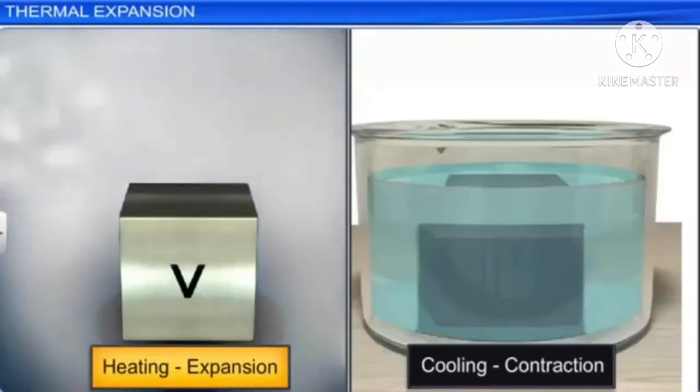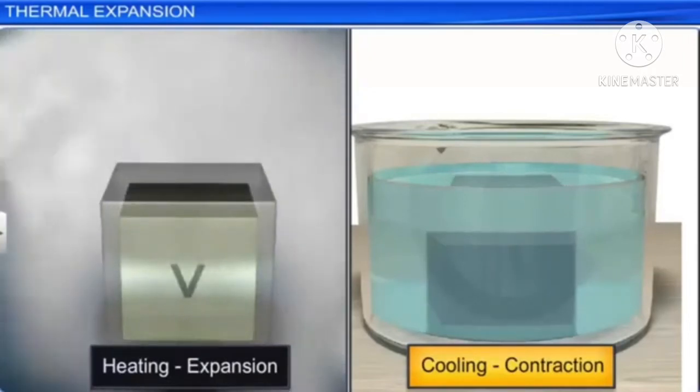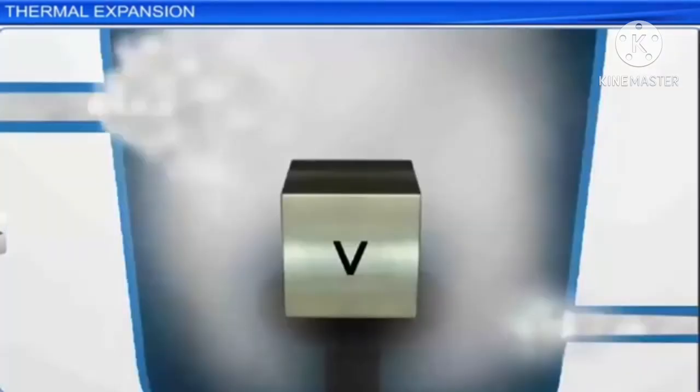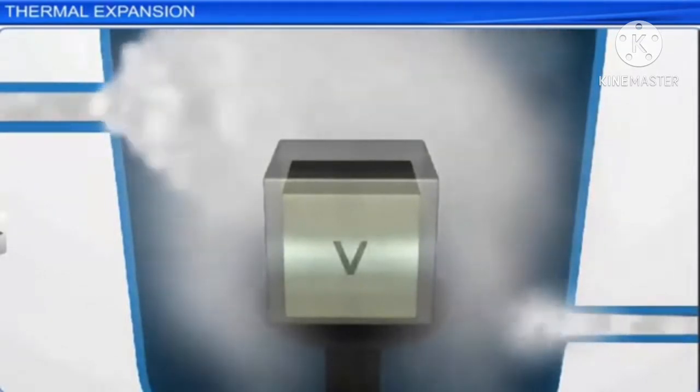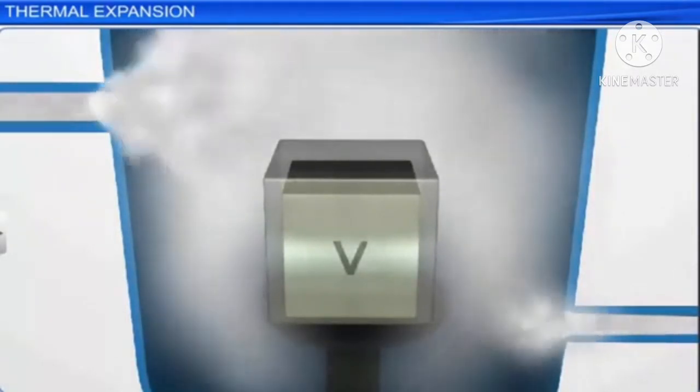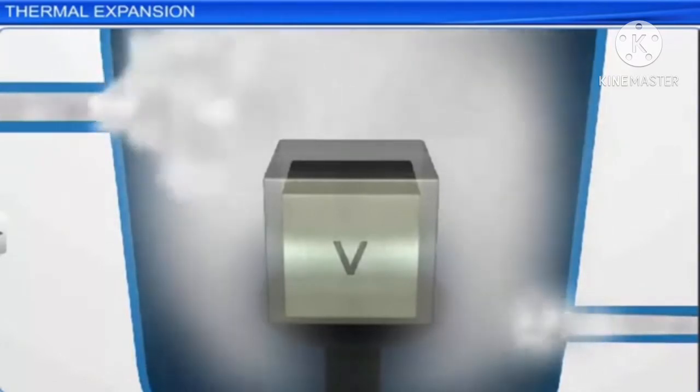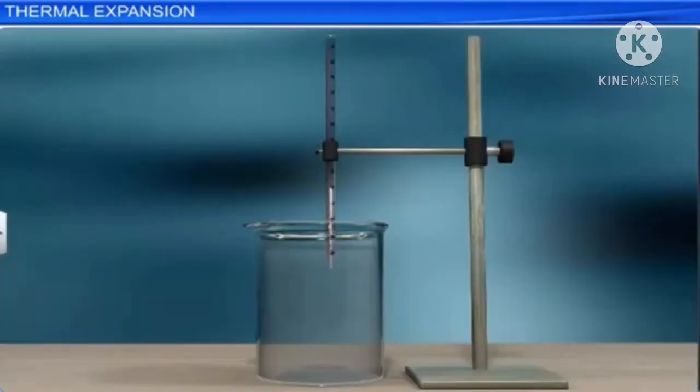Substances expand on heating and contract on cooling. An increase in the dimensions of a body due to an increase in its temperature is called thermal expansion. For example, the volume of the mercury in a mercury thermometer changes with a change in its temperature.